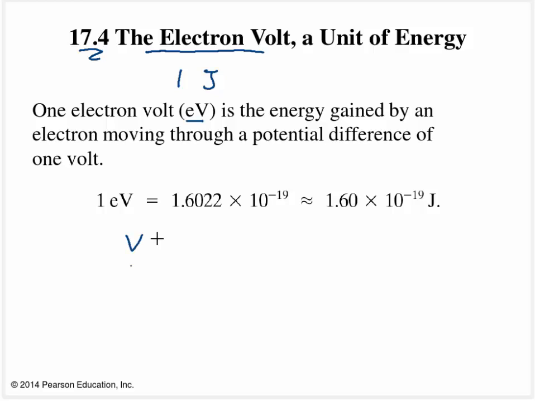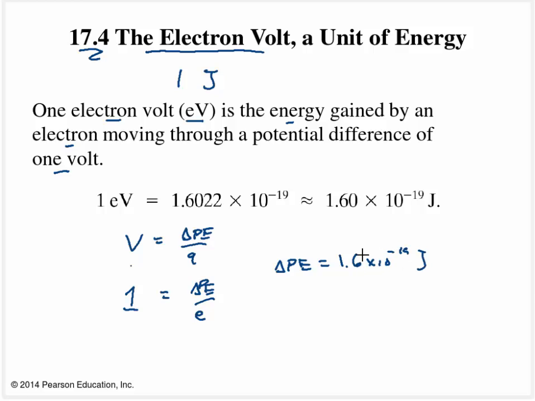Essentially, if you remember that the potential is equal to the change in potential energy divided by the charge, 1 electron volt is the energy gained by one single electron moving through a potential difference of 1 volt. So we have 1 volt equal to the change in potential energy of a single electron. An electron has a charge of 1.6 times 10 to the negative 19th, so we're talking about some potential energy equal to 1.6 times 10 to the negative 19th joules, and we're calling that one single electron volt. So a really small amount of energy.